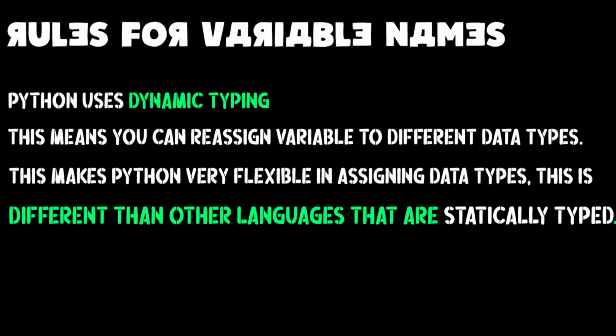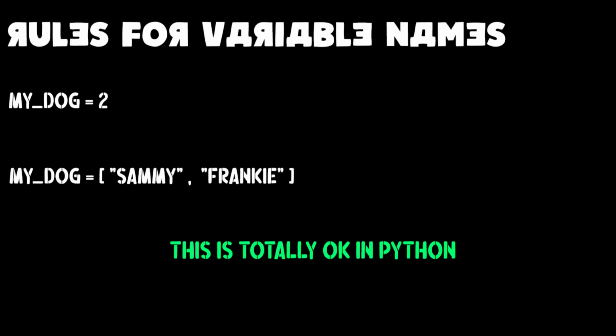So this makes Python very flexible in assigning data types. This is different from other languages that are statically typed. What do I mean by this? Suppose I have a variable by the name of my dog at the top of the program, and I'm using that variable again and again in my program, but somewhere in the middle of the program, the name changes from my dog to my dogs.